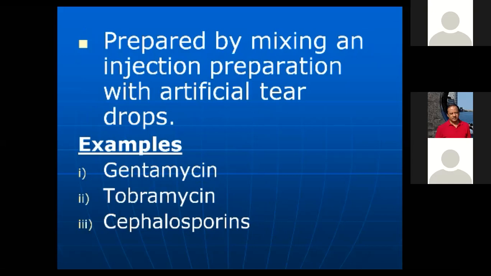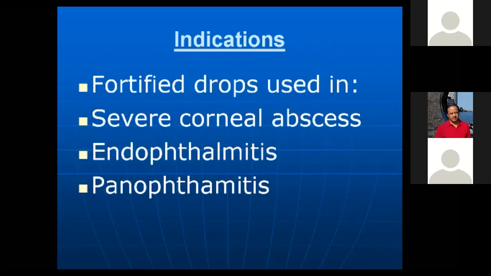Fortified eye drops, they are used in severe corneal abscess, endophthalmitis, and panophthalmitis. These are the three important eye diseases in which you use fortified antibiotic eye drops. Normal antibiotic eye drops, they are totally useless in these severe conditions. So you have to increase concentration of antibiotics by at least 5 times.